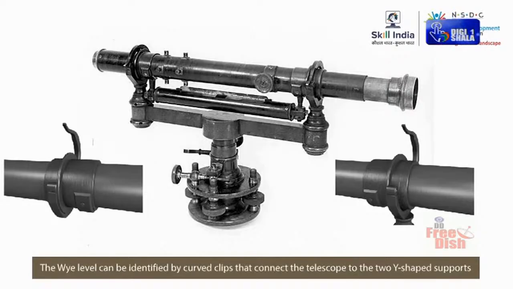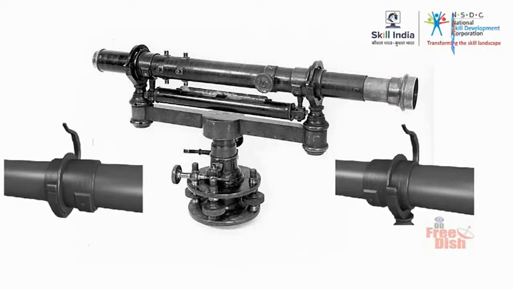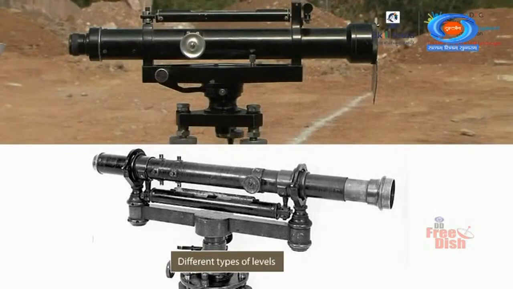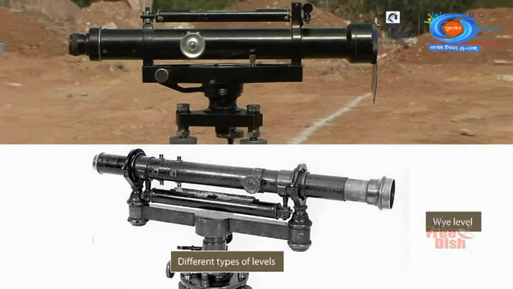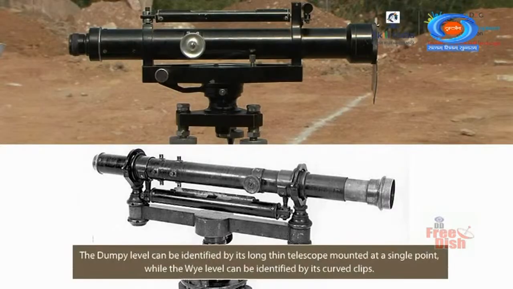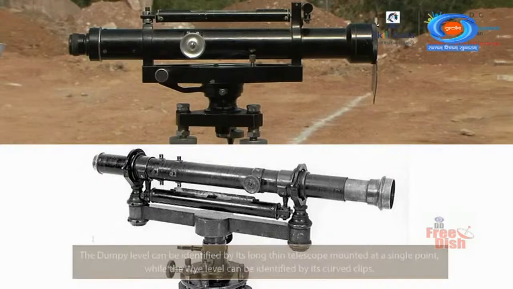By raising these clips, the telescope of the level can be replaced with the position of its ends interchanged. So remember, the two different types of levels are the dumpy level and the Y level. The dumpy level can be identified by its long, thin telescope mounted at a single point, while the Y level can be identified by its curved clips.